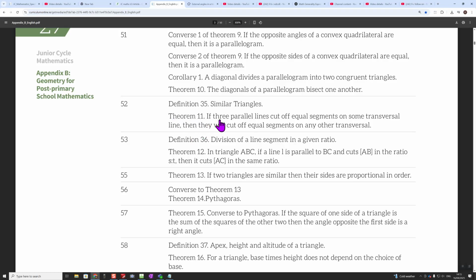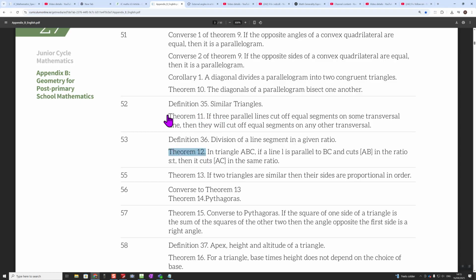Here it is, Theorem 11: if three parallel lines cut off equal segments on some transversal line, they will cut off equal segments on any other transversal line. So stop the video, pause this, write it down. This is your Theorem 11 that you're learning off. You're learning off all of these verbatim without any deviation.